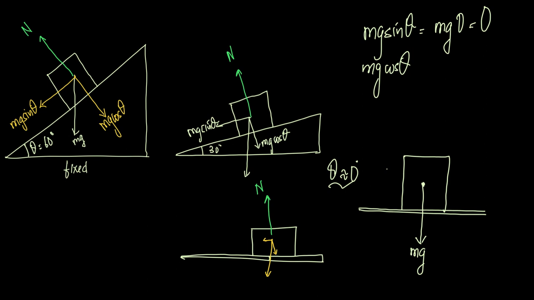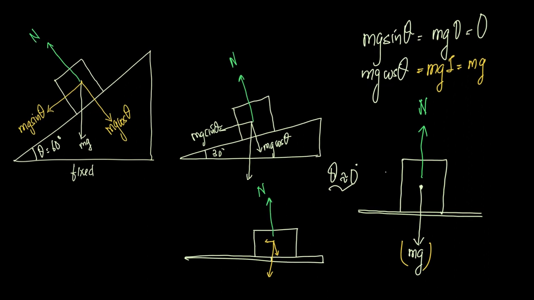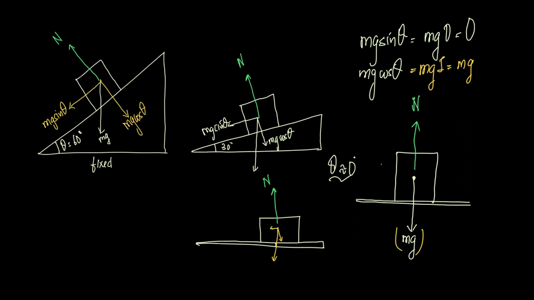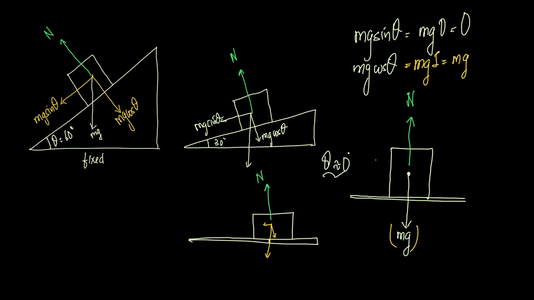It's only the mg component. Let us see what happens to mg cos theta here. This would be mg into cos theta, and cos 0 is 1. So the only component we get is mg. And the normal reaction would balance this force. So that is the concept regarding resolution of weight. Now I think we can come back to solving this question.